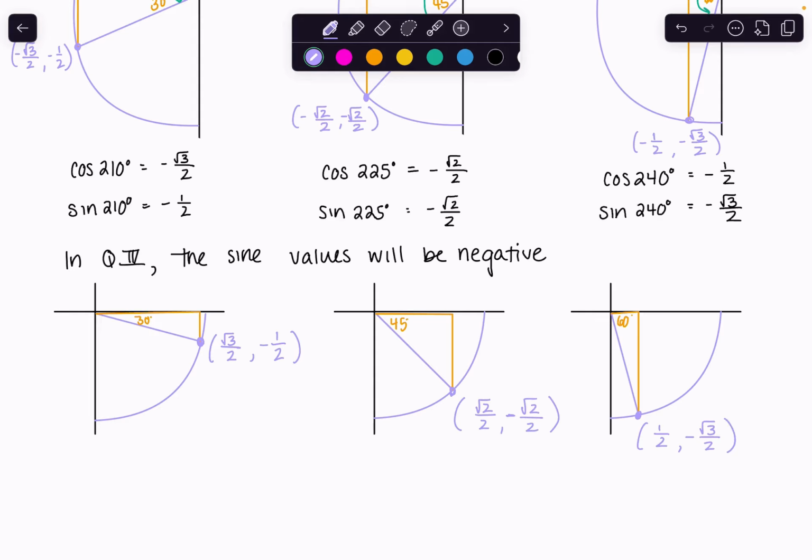The actual angle would be this total angle is 360, but I need to go back 30 degrees. So 360 minus 30 gives me 330 degrees. So using that unit circle then, cosine of 330 degrees is root 3 over 2. Sine of 330 degrees is negative a half.